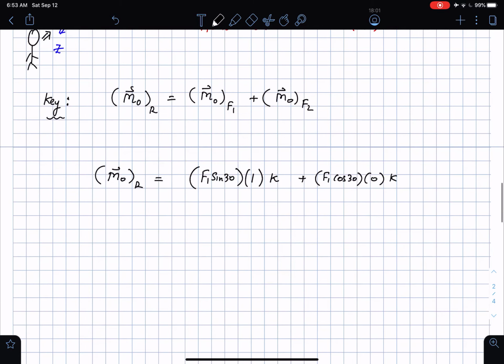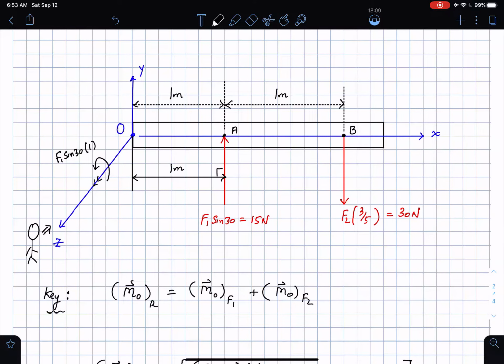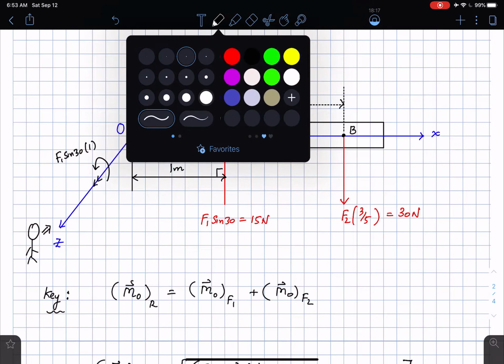Okay, and then I go to the next set of forces. This is the moment due to the force F1. Then I go to the moment due to the force F2. I go back to my figure here. Once again, the force is vertical, the distance is horizontal. What is the perpendicular distance? Here is how you calculate the perpendicular distance.